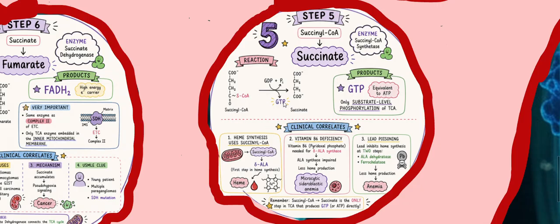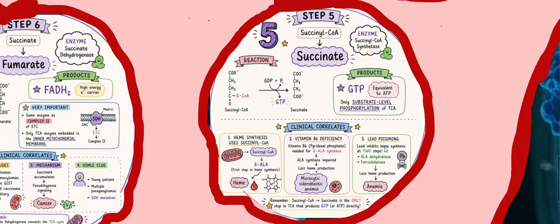The clinical correlates go something like this: heme synthesis uses succinyl CoA. So when we're creating hemoglobin, in the first step of heme synthesis, the succinyl CoA is converted into this 5-ALA compound, and it's the first step in heme, right? And whenever there's vitamin B6 deficiency, a deficiency in pyridoxal phosphate, it's needed for this ALA synthase enzyme. If ALA synthase is impaired because of vitamin B6 deficiency, there's less heme production, and you get microcytic sideroblastic anemia.